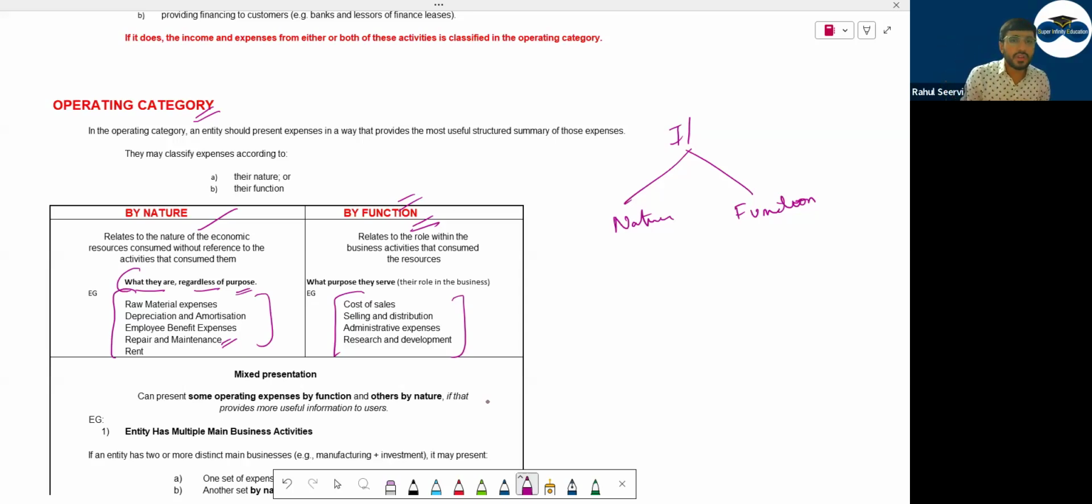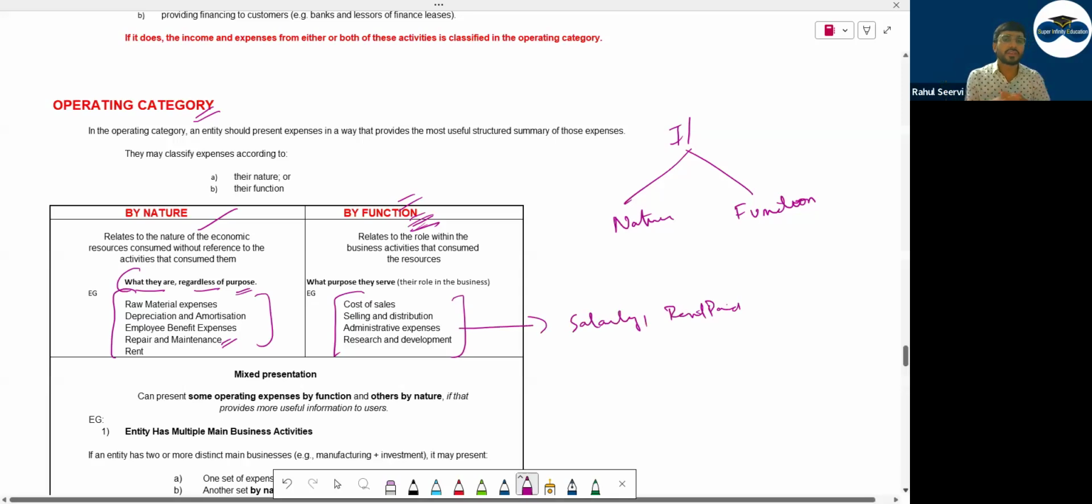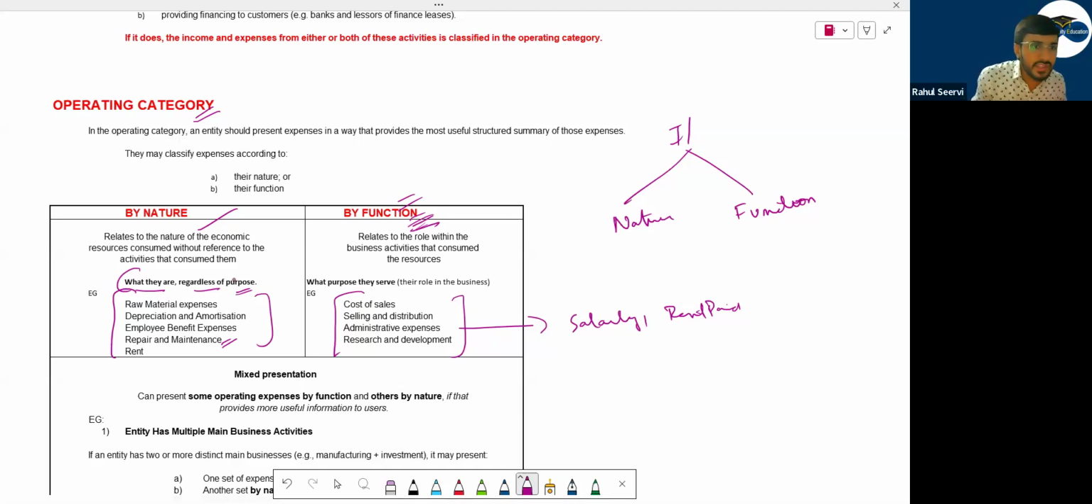By function means what is the actual function of that? When coming to administrative expenses, in administrative expenses you include salary, then you include rent paid, etc. So here you combine it in function. For what purpose are you using it? Administrative purpose means running my business. For running my business, what are the expenses? I pay salary, I pay rent, I have depreciation, I have amortization. So in the by-nature method you are showing single line items, presenting them separately.